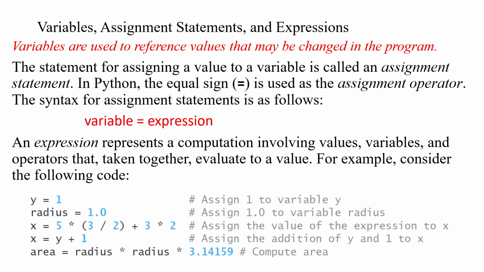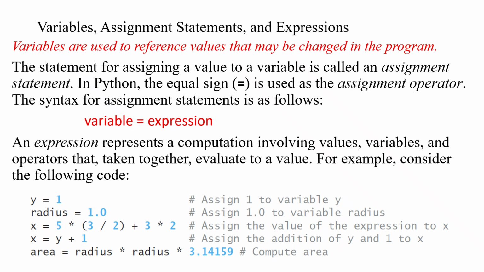Variables. Variables are used to reference values that may be changed in the program. The statement for assigning a value to a variable is called an assignment statement. In Python, the equal to sign is used as an assignment operator. The syntax for an assignment statement is variable equal to expression. An expression represents a computation involving values, variables and operators that taken together evaluate to a value.